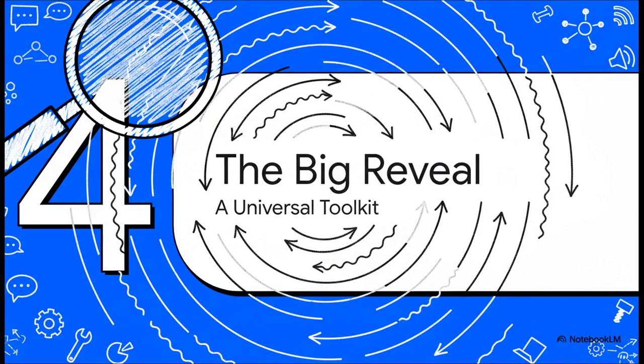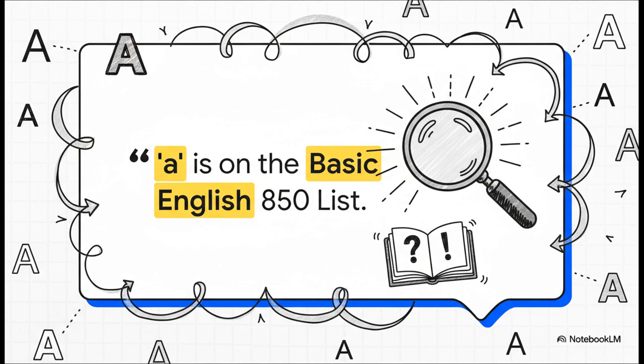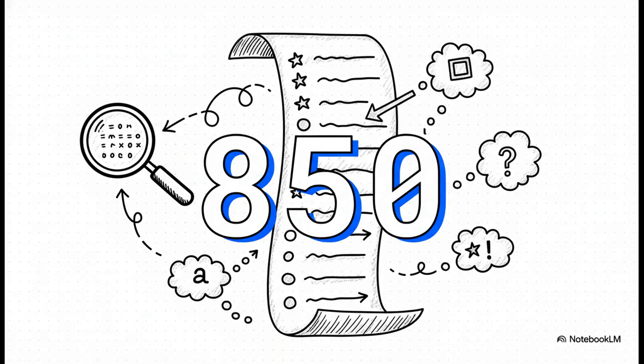And that brings us to the big reveal. We've been looking at this word with a magnifying glass, but now it's time to zoom all the way out and see its place inside a truly massive idea, a universal toolkit for communication. So, what is this huge secret? It's the simple fact right here. The word A is on something called the Basic English 850 list. 850. That number might not mean much to you right now, but trust me, it is the key to understanding the true power hiding inside our simplest word.